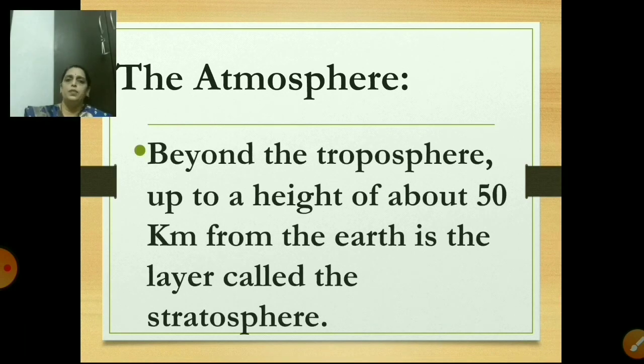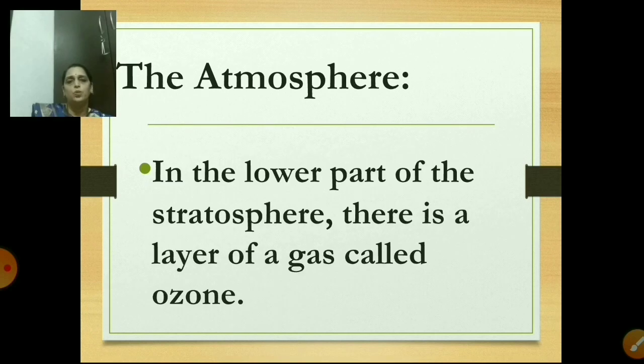Now the next. Beyond the troposphere, up to a height of about 50 km from the earth is a layer called the stratosphere. This means, students, further from the troposphere up to a height of about 50 km from the earth is a layer called stratosphere. In the lower part of the stratosphere, there is a layer of a gas called ozone. Ozone means ozone layer.